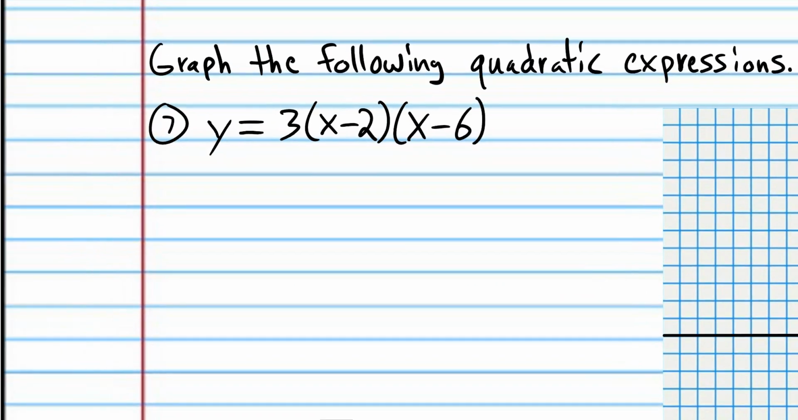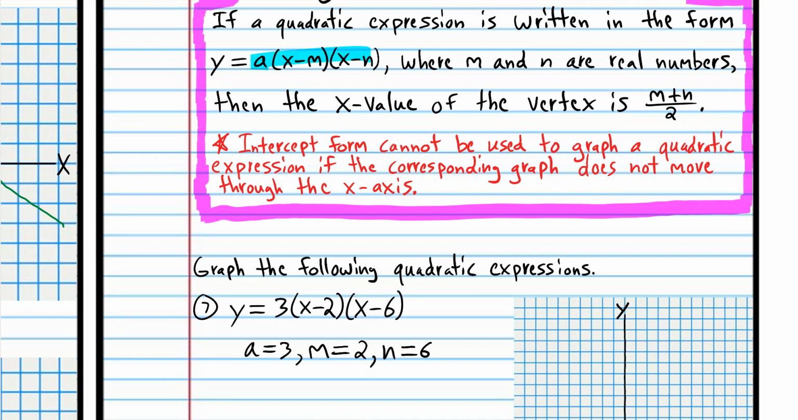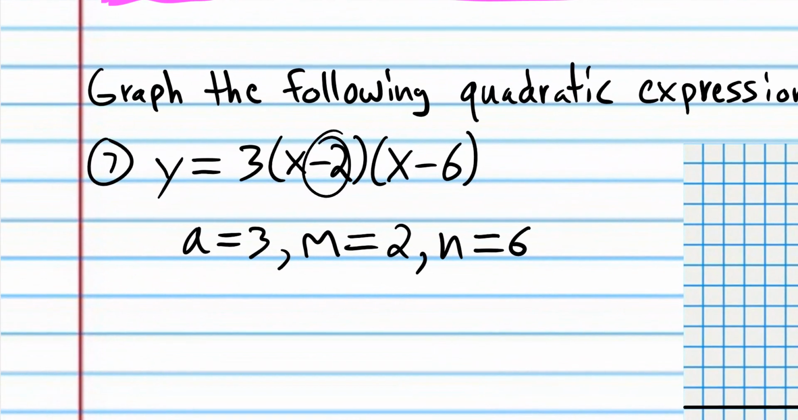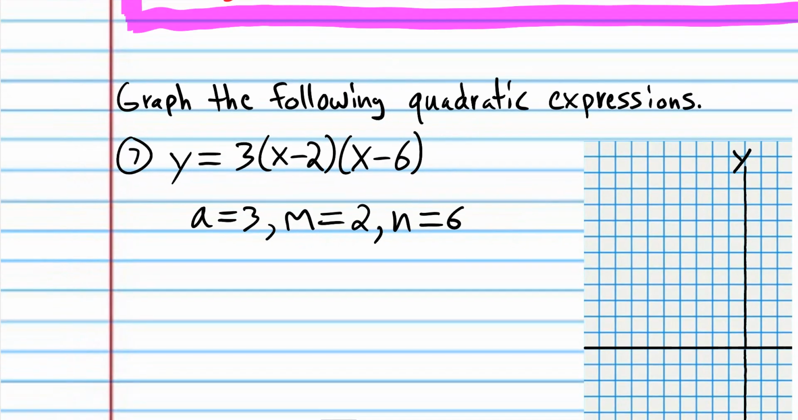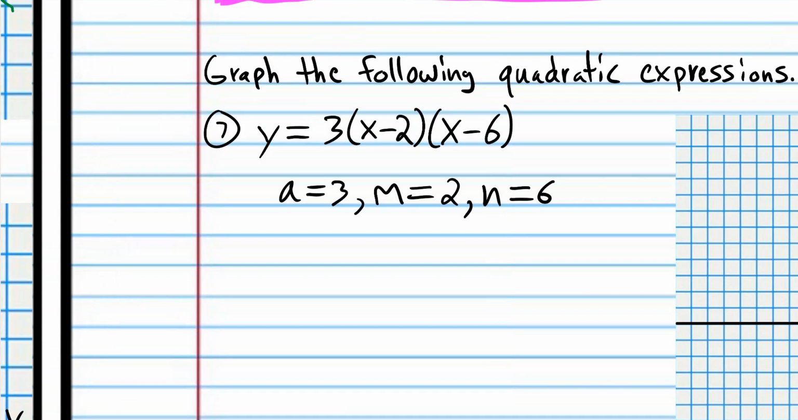First of all, we're going to do this the easy way, but let's label constants. So a is equal to 3, m is equal to 2, and n is equal to 6. So again, that comes from this equation here. So a is just a constant, and m is 2, n is 6. Now notice that these are opposite signs. This was negative 2, so this value was positive 2, and this is negative 6, so this value is positive 6. So what that tells us is what the x-intercepts are. So that's step 1, is to find the x-intercepts. So one intercept is 2, 0, and the other intercept is 6, 0.